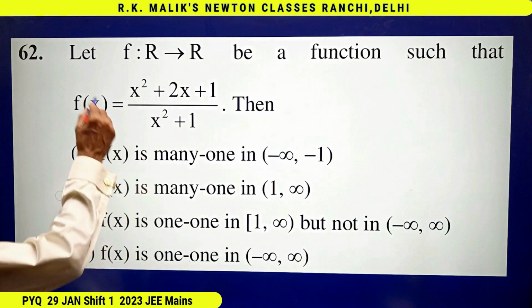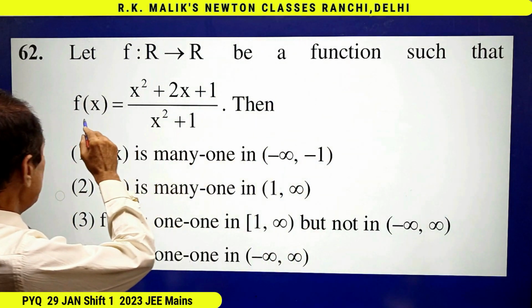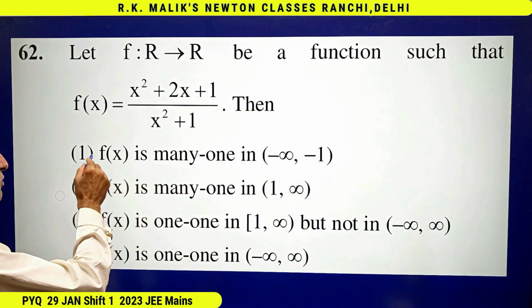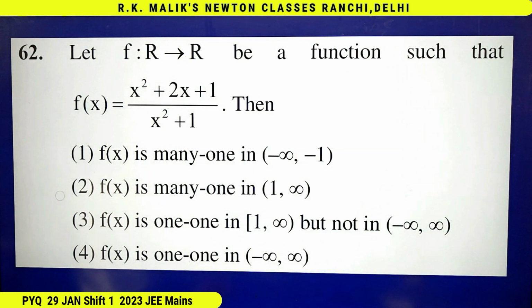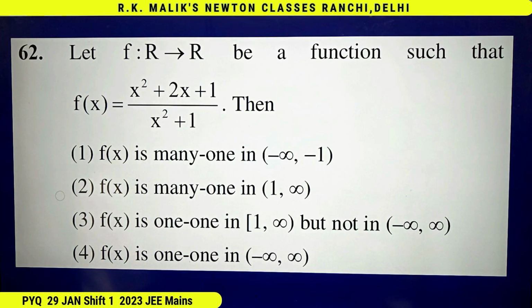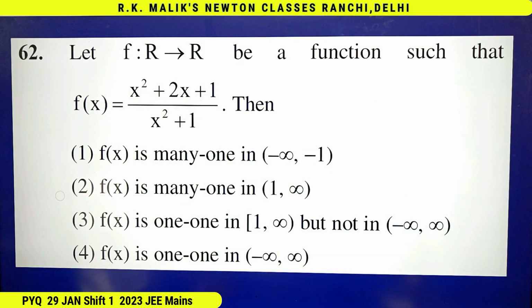In this question, it's given that f: R to R is a function such that f(x) equal to this thing, then you have to find the correct choice. From the choices, it is clear that we have to check about one-one of the function. For a continuous function, for the function to be one-one, it should be always increasing or always decreasing. If the function is sometimes increasing, sometimes decreasing, then that function cannot be one-one. This concept I will be using in this question.